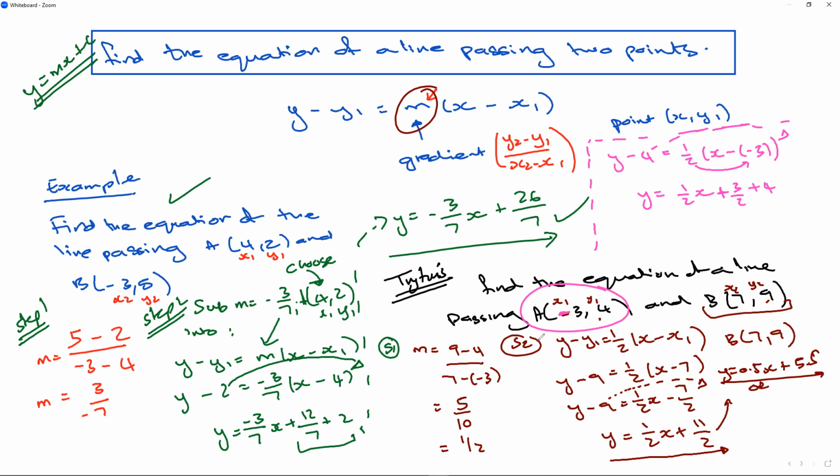So let's check that out. So what is 3 over 2? 3 divided by 2 plus 4, 11 over 2. So y equals half x plus 11 over 2, and yeah, you can see the answers are exactly the same. All right.